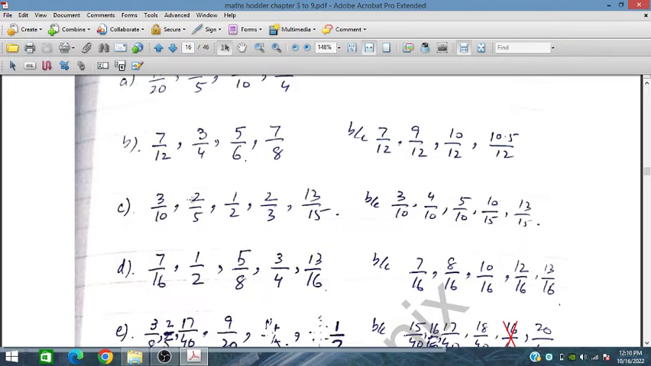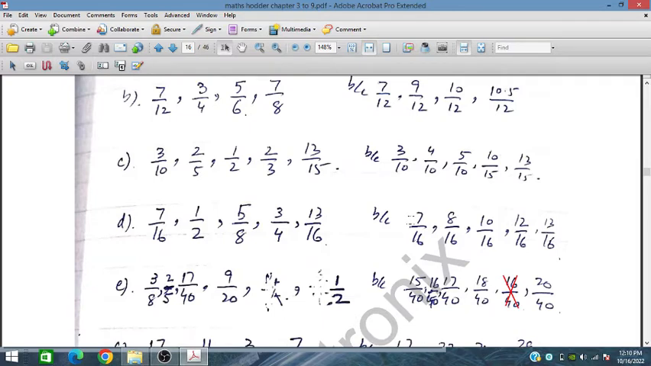Because 2 upon 5 is basically 4 upon 10. 1 upon 2 is basically 5 upon 10. 2 upon 3 is basically 10 upon 15. And this 13 upon 15 is basically this one. So we can understand this. We make it 6 and then 6. This is 3 upon 6. This is 4 upon 6. So 4 upon 6 is greater. So we can compare between these two numbers as well. This is important, and this is easy.